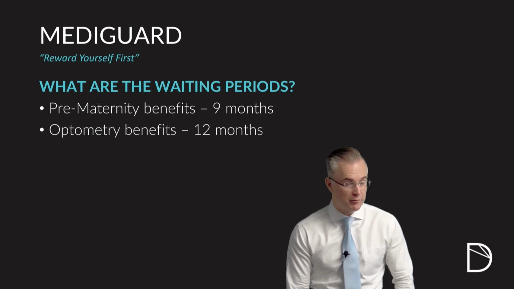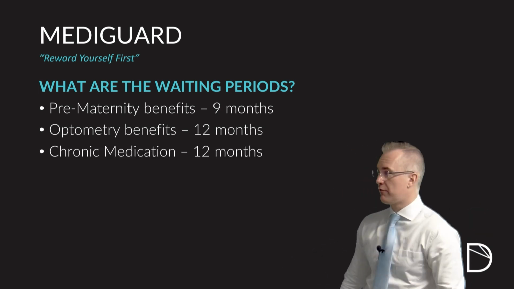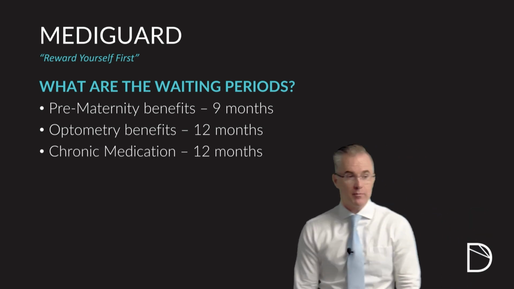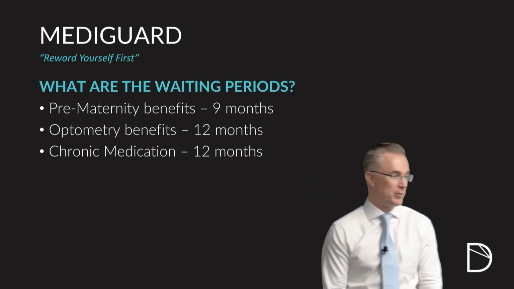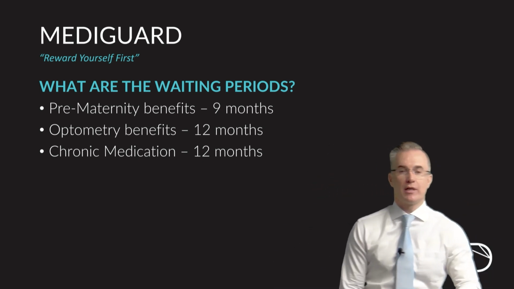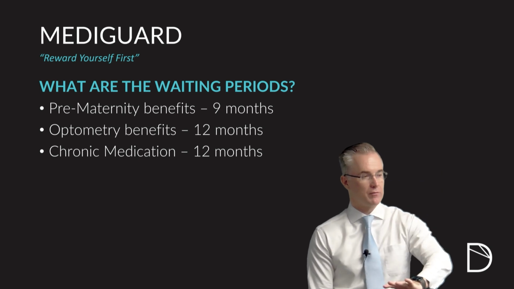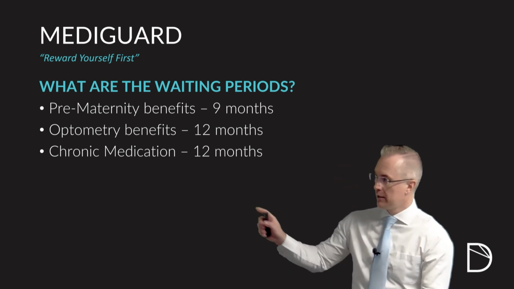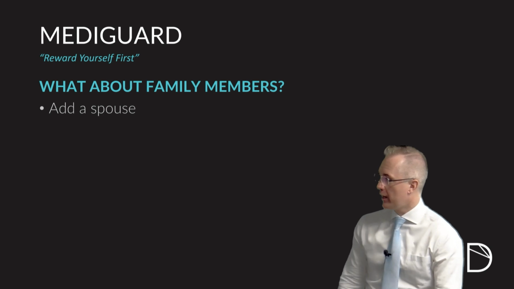Optometry benefits after 12 months. You need to be with us for a year. Then they start covering you for optometry benefits. And your chronic medication is after 12 months. They've got a specific list of chronic medication they cover. Go and jump onto the website, look at the video, read the documents, and it'll show you what you are and aren't covered for. Absolutely amazing.